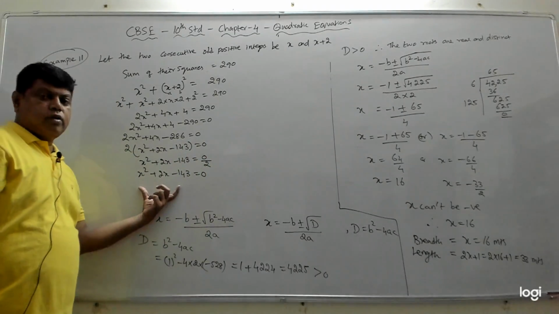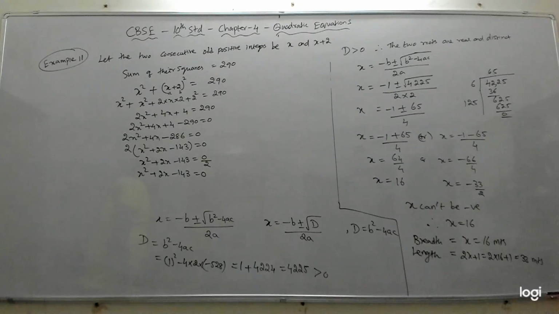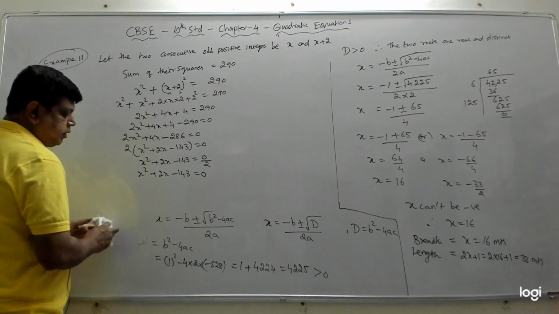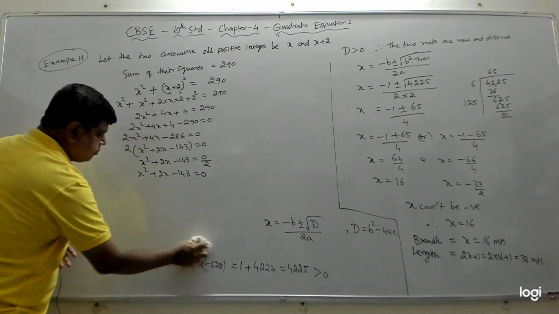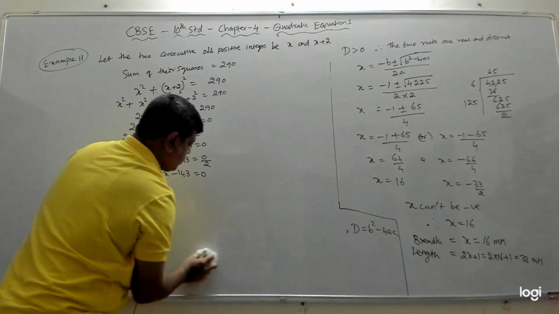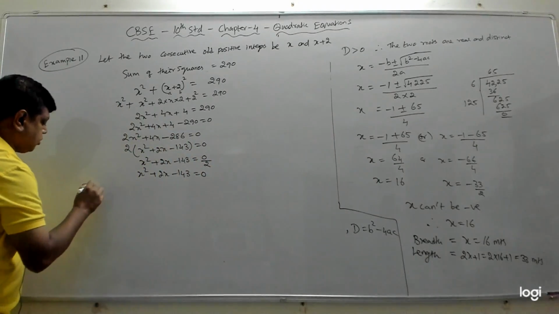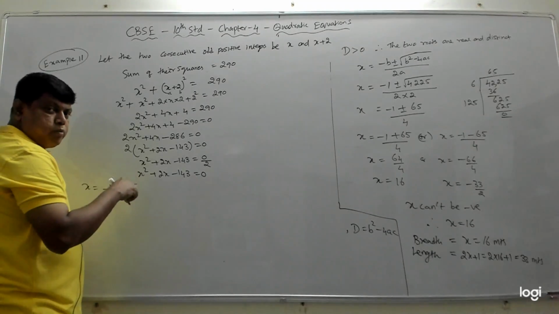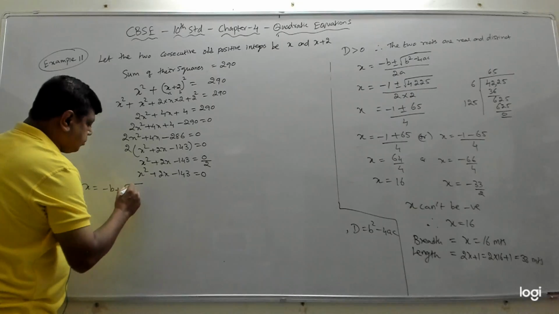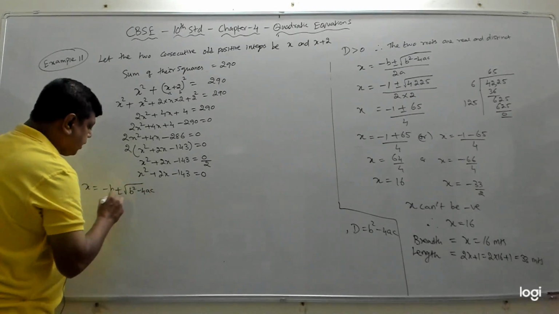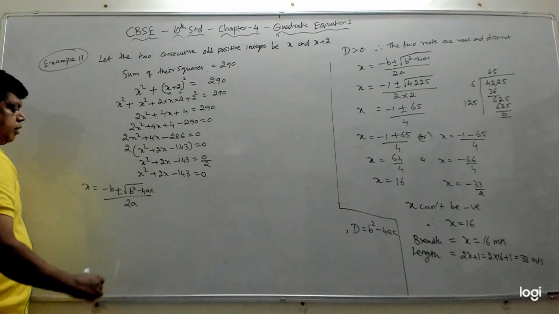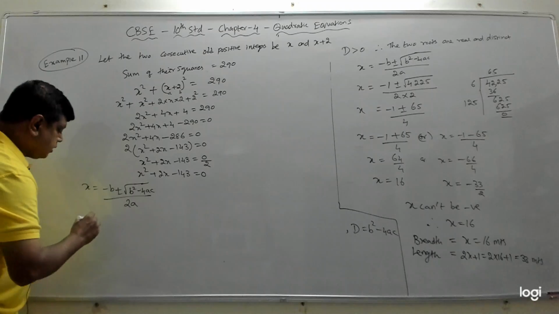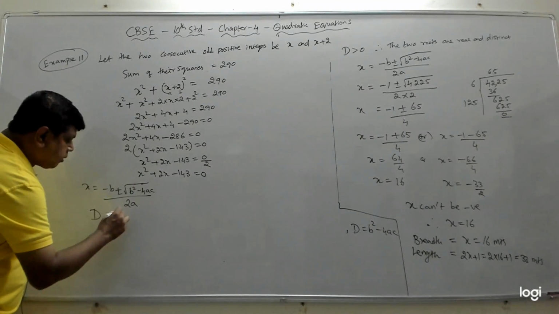Now we need to solve this quadratic equation using quadratic formula. So what is our quadratic formula? Our quadratic formula is x equal to minus b plus or minus square root of b square minus 4ac, or we can put d, doesn't matter, right? By 2a. Now first we should find the value of b square minus 4ac. So what is d? D is a discriminant, which is b square minus 4ac.